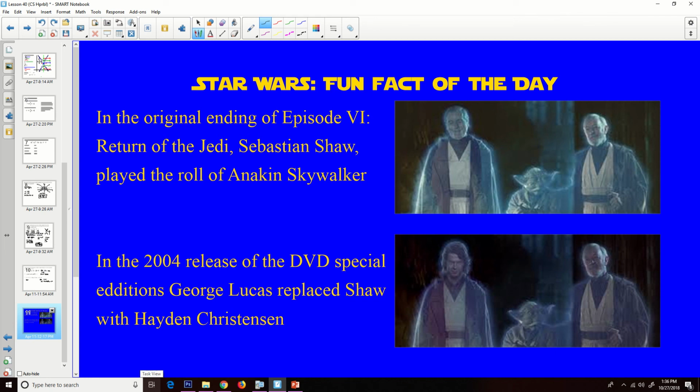So the Star Wars fun fact of the day: during the original ending of Episode 6, Return of the Jedi, Sebastian Shaw played the role of Anakin Skywalker. But in 2004, with the release of the special edition DVDs, George Lucas replaced Shaw with Hayden Christensen, the young gentleman that played Anakin Skywalker in the prequel trilogies.